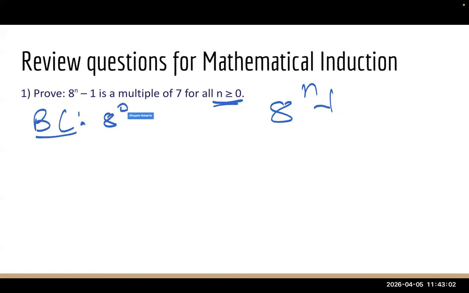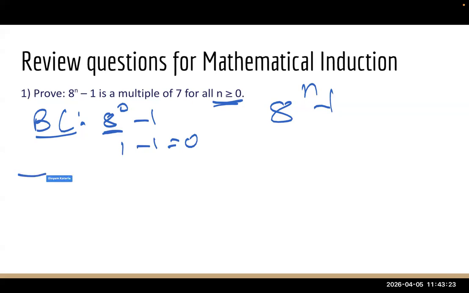8 to the power 0 minus 1. So 8 to the power 0 is just 1, and 1 minus 1 is just 0. So is 0 a multiple of 7? Yes, it is a multiple of 7. So our base case is satisfied. We need to write these statements too.